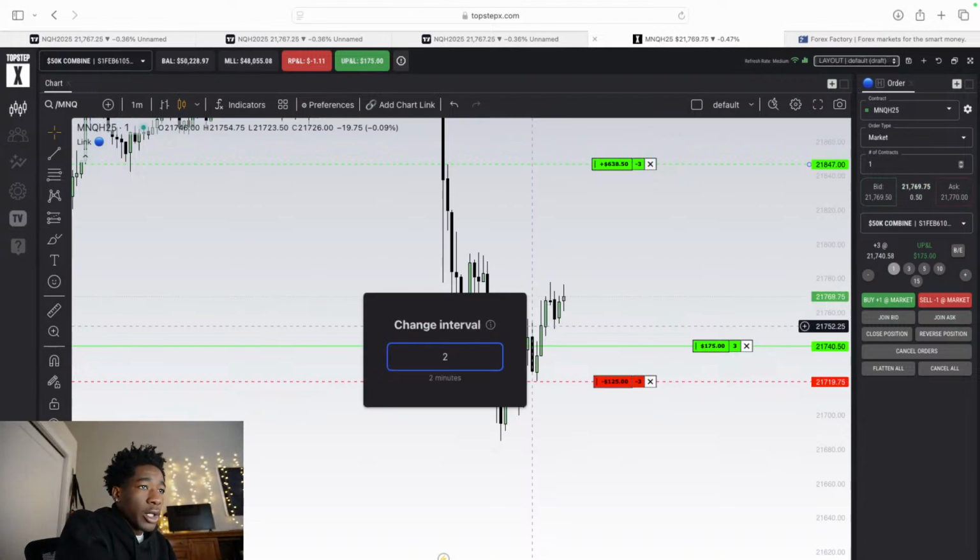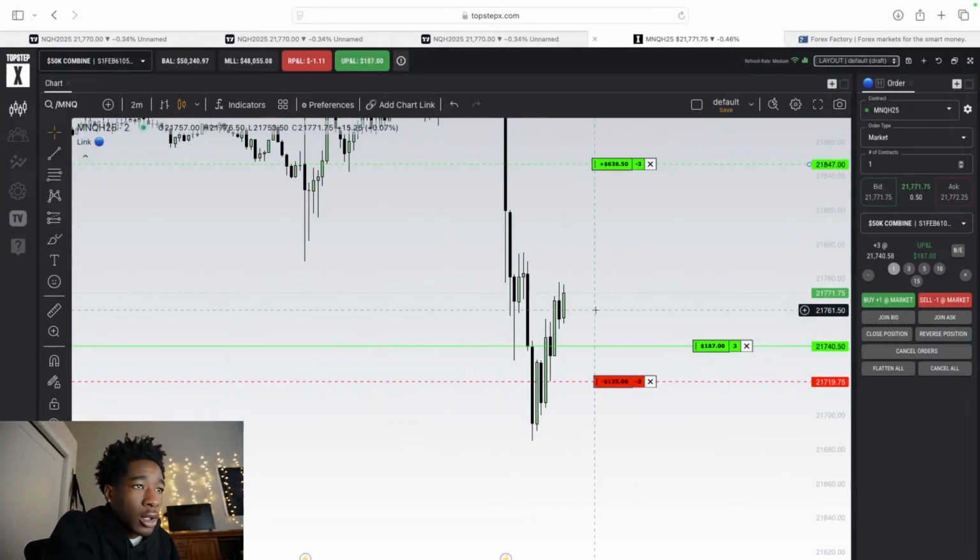Go to a 2 minute time frame. Upper quadrant is about, I got the market split in half, so upper quadrant is about right here. About right there. So long as we stay there, we good. We stay above that 21757.75 level.